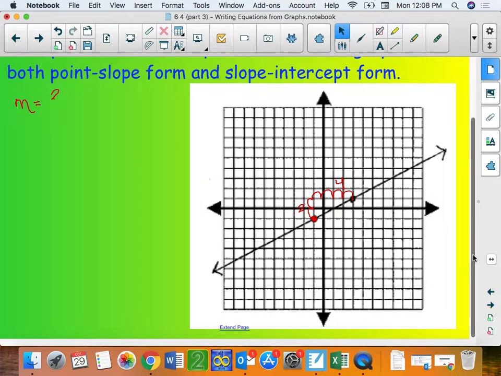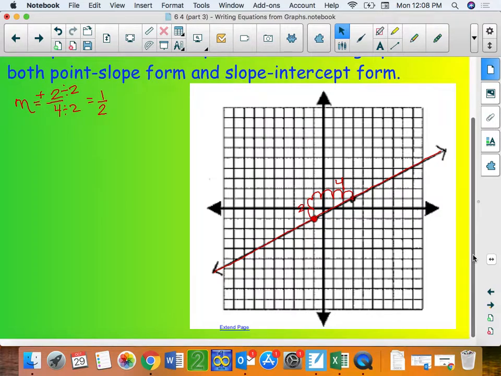So my slope is 2/4. Notice my line this time is going uphill. So that's a positive slope. And I can reduce this fraction. Both of these numbers are divisible by 2, and so my slope is going to be 1/2. We always want to write our slope in simplest form.